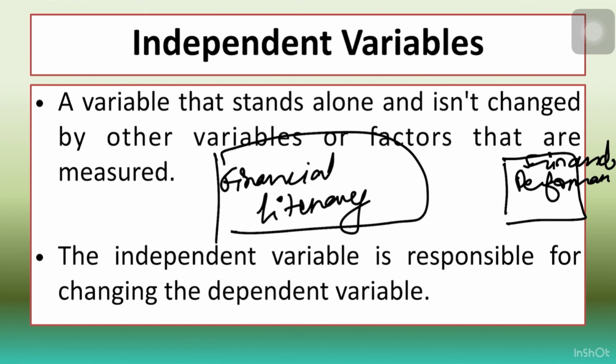Now, let's understand. If I say that my independent variable is financial literacy, then I have to study its impact on the dependent variable, that is financial performance. So we see or study the relationship between these two variables. This is the cause and this is the effect. Cause and effect relationship is being studied by the independent and dependent variable in our study. Right? I hope this is clear to you guys.